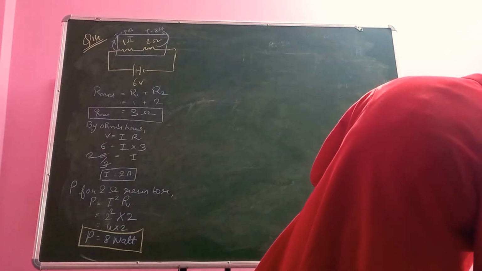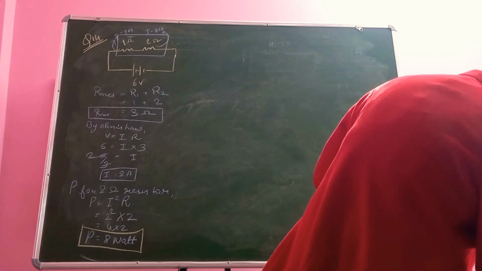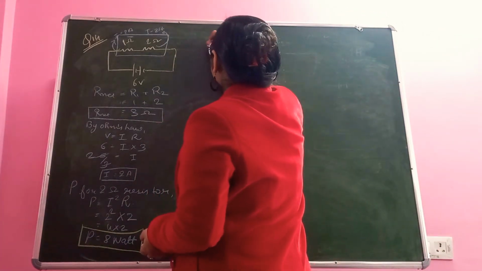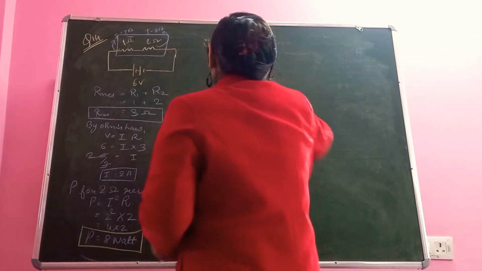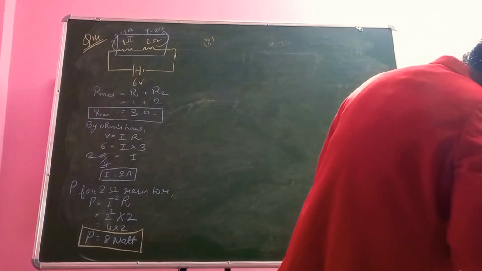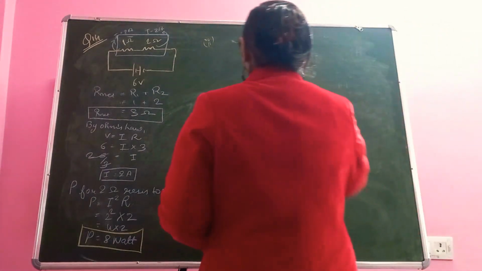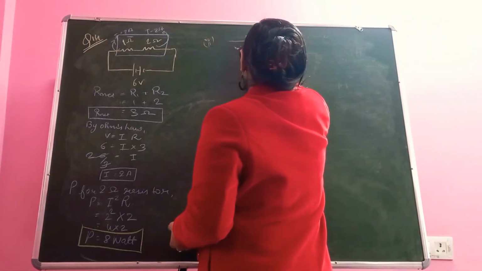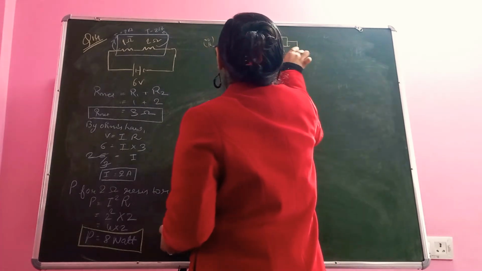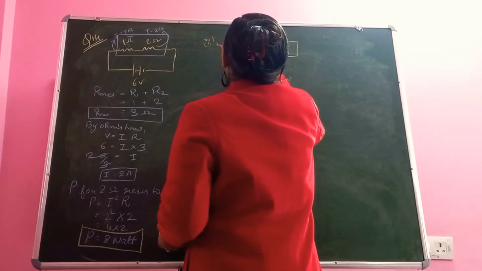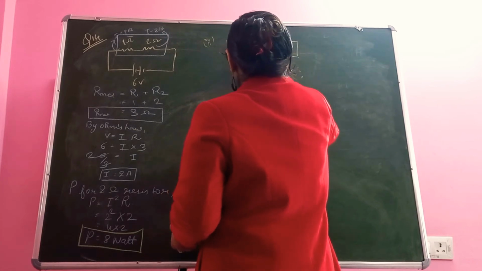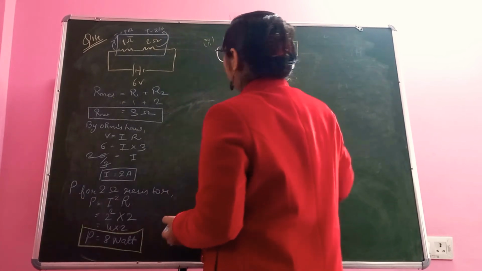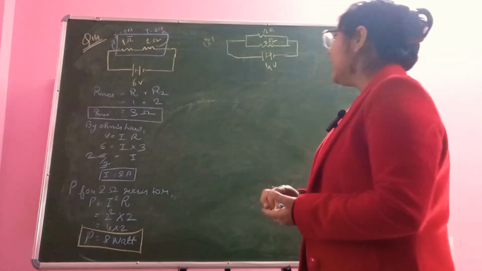Now we have to calculate the second part also. What is the second part? It says there is a 4-volt battery connected in parallel with the 12 ohm and 2 ohm resistors. The battery is 4 volts, and the resistors are 12 ohm and 2 ohm. You have to find the power.